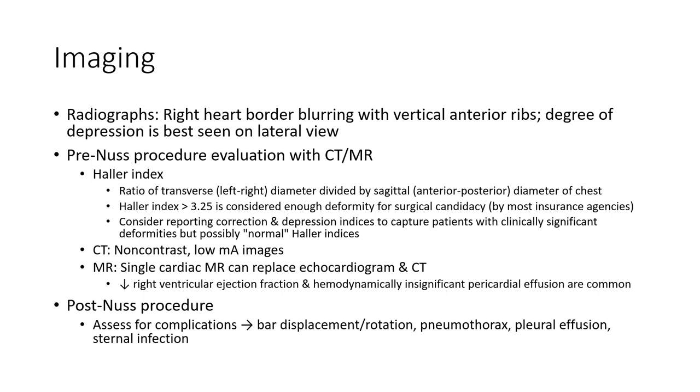Imaging: on radiograph, the chest shows right heart border blurring, and the degree of depression is seen especially on the lateral view. Pre-Nuss procedure, evaluation is with the Haller index, a ratio of the transverse diameter divided by the sagittal diameter of the chest. A Haller index of more than 3.25 is considered enough deformity for surgical candidacy. Consider reporting the correction index and depression index to capture patients with clinically significant deformity but possibly a normal Haller index.